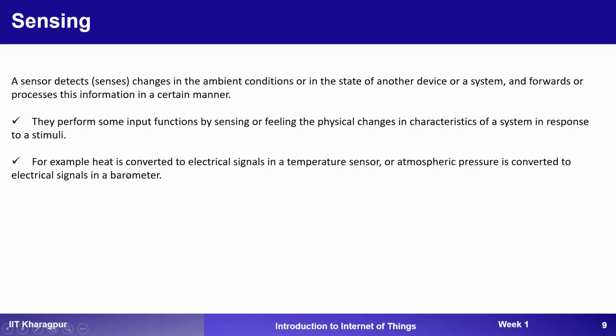So basically whenever we need to transfer this data, for example, your temperature sensor is going to sense the temperature. So in order to transmit that temperature data or the heat which is sensed by the temperature sensor, it is converted into the electrical signal and then forwarded to another device which will perform some processing on that data.